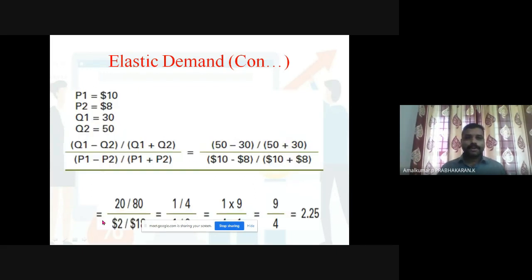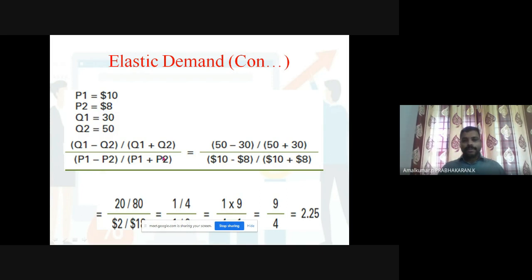This is calculated based on this equation: Q1 minus Q2 divided by Q1 plus Q2, the whole divided by P1 minus P2 divided by P1 plus P2. Here P1 is the initial price level, that is $10. The price is changed to P2, which is $8. The quantity demanded at the P1 price level is 30 units, and at the P2 price level is 50 units. There is a large increase in the quantity demanded.